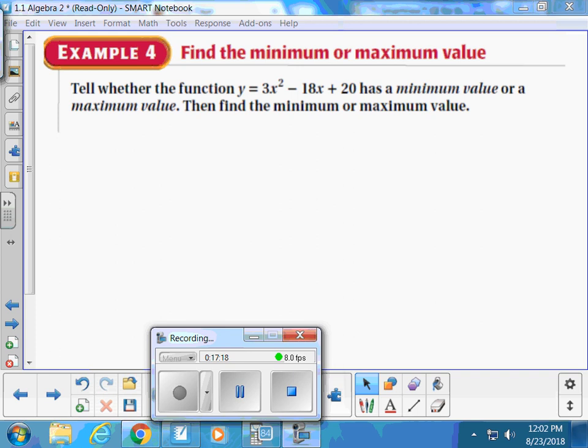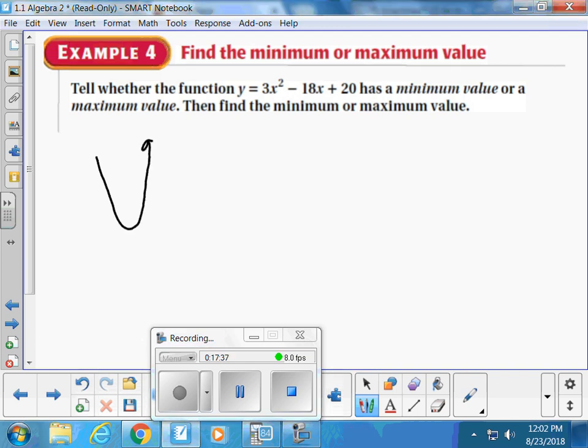So this will be our last one. It says tell whether the function y equals 3x squared minus 18x plus 20 has a minimum or maximum. What do you guys think? So the 3 is going to make it open up because it's a positive 3. It'll be slightly skinny because 3 is larger than 1. But yeah, it will have a minimum. I heard some people say minimum.